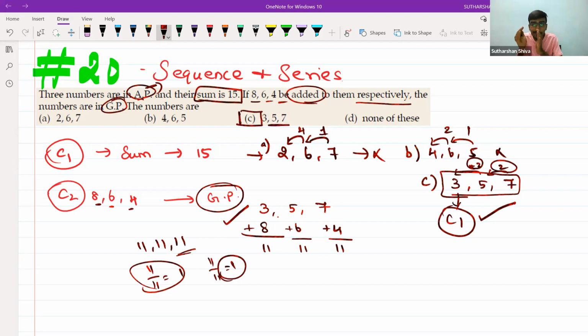When it is an AP, the numbers should be in an increasing trend or a decreasing trend. It should not fluctuate.